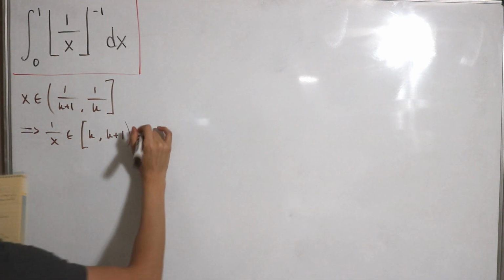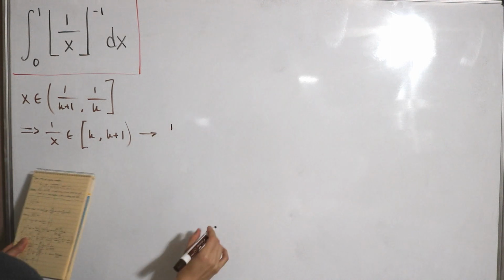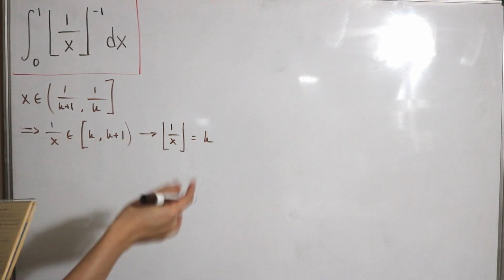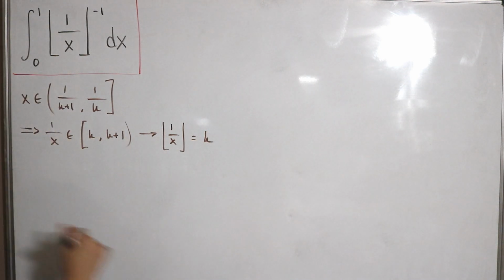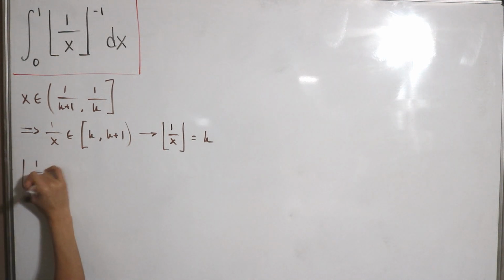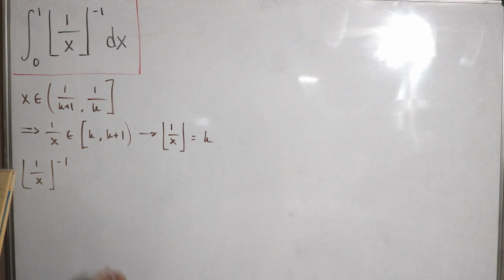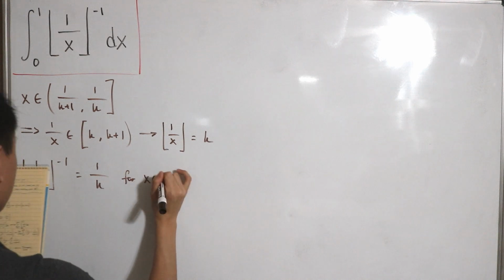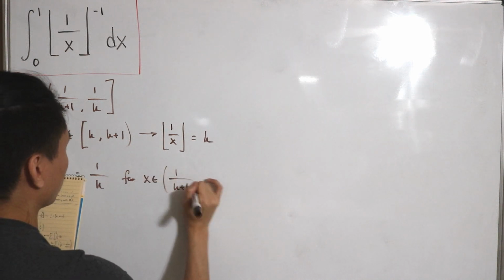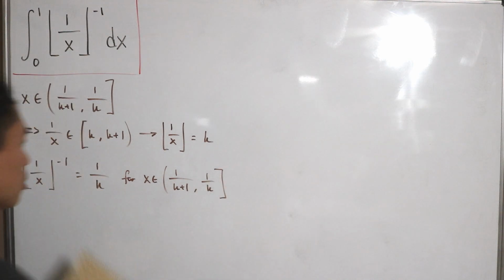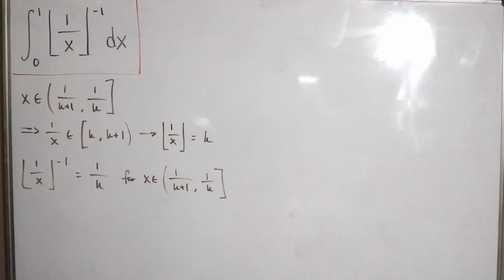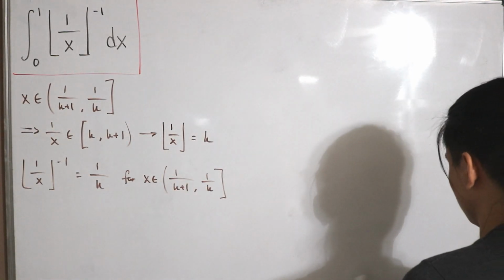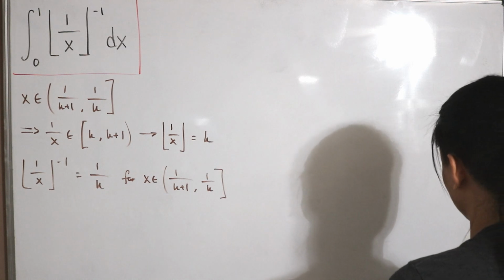This can further imply that we can let the floor of 1 over x equal k, where k is some integer. And so we can now write this as 1 over k to the negative 1, the reciprocal of that. In other words, it's the same as 1 over k, such that x is in the interval from 1 divided by k plus 1 to 1 over k, inclusive. So this is nice, as we can construct a new integral in terms of a substitution, not necessarily acting as a u-substitution.